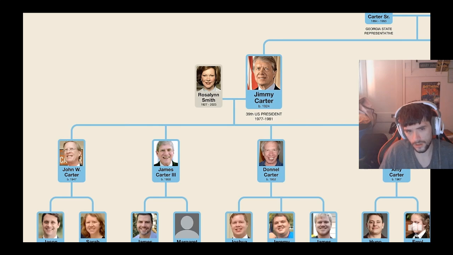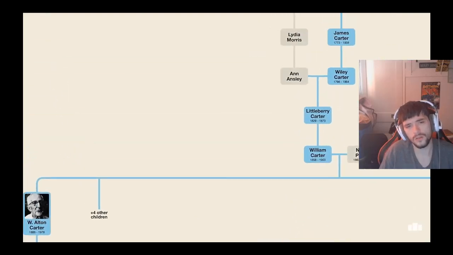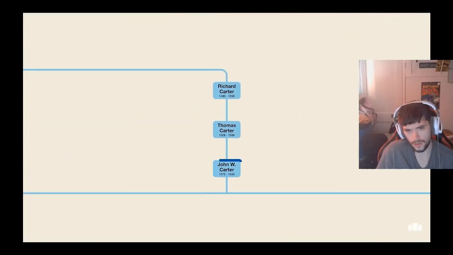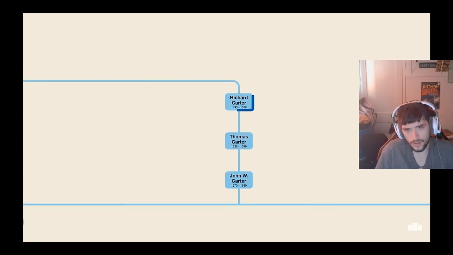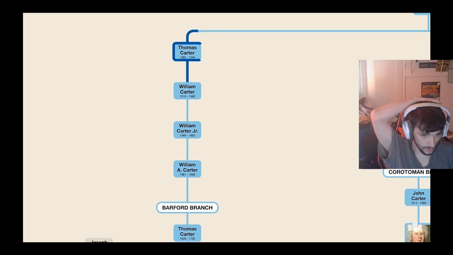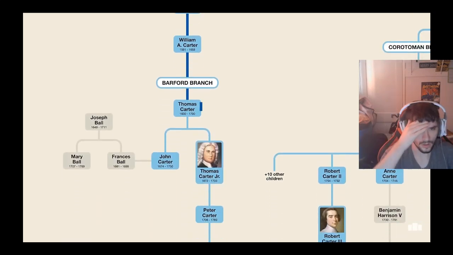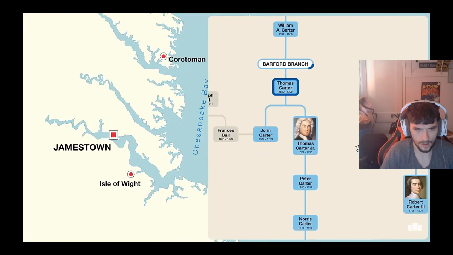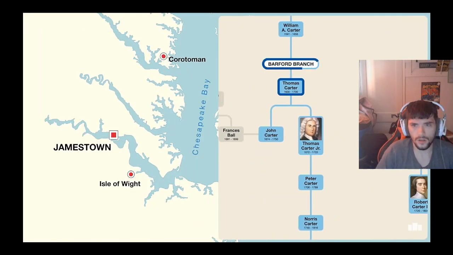There are, however, a few more famous Carters that we can add to the tree. If we go all the way back to John Carter, the winemaker from England, and then go up 2 generations to Richard Carter, you'll see that Richard had a brother named Thomas. If we then go 4 generations down from him, we come to another Thomas Carter, who was yet another Carter to immigrate from England to Virginia. We've called this branch the Barford branch because they initially lived on the Barford plantation, nearby King Carter's Carrotaman plantation.